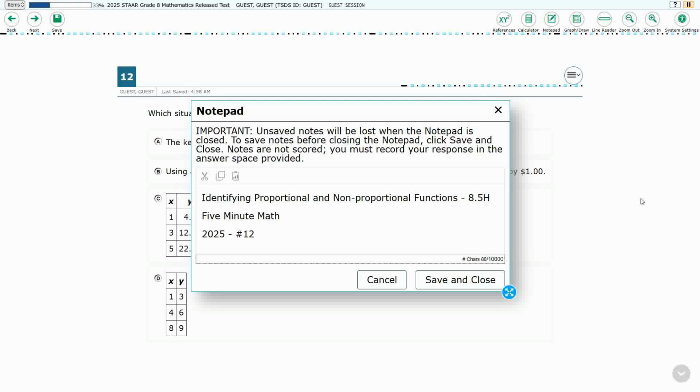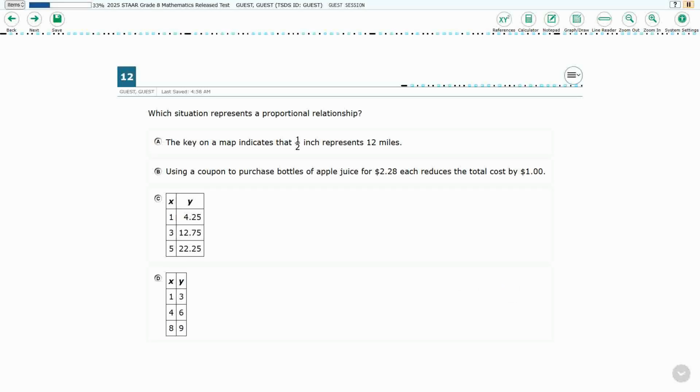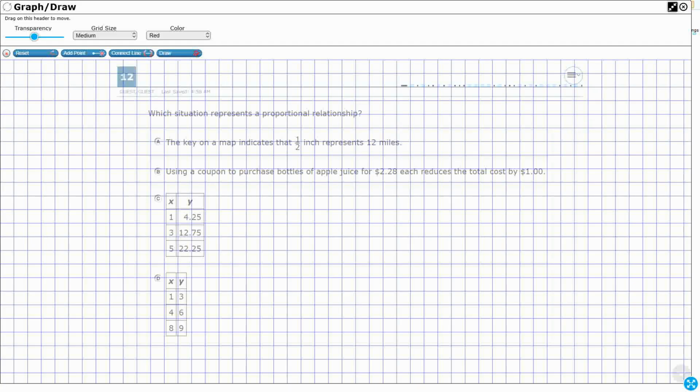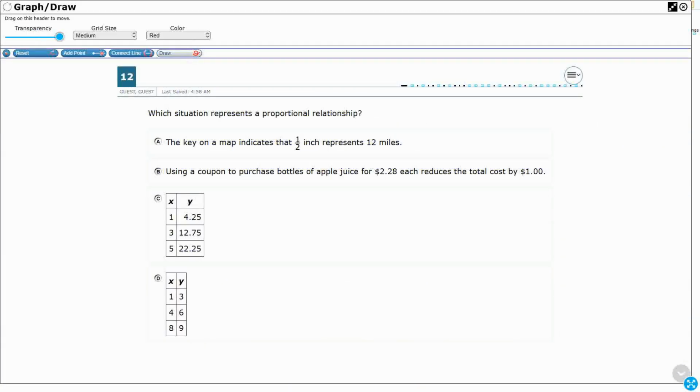Today we are looking at the 8th grade concept of identifying proportional and non-proportional functions with the standard 8.5H in the great state of Texas, and we are using item number 12 of the 2025 released STAAR test. If you haven't done so already, please go ahead and take a moment to pause the video, work this problem out on your own, unpause it, and we will look at our answers together.